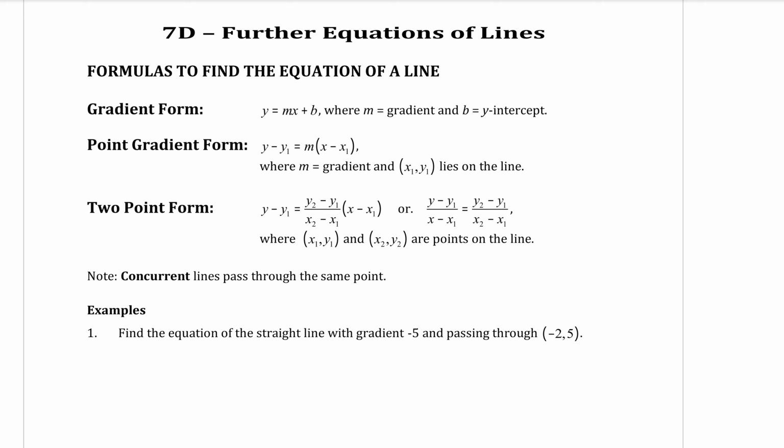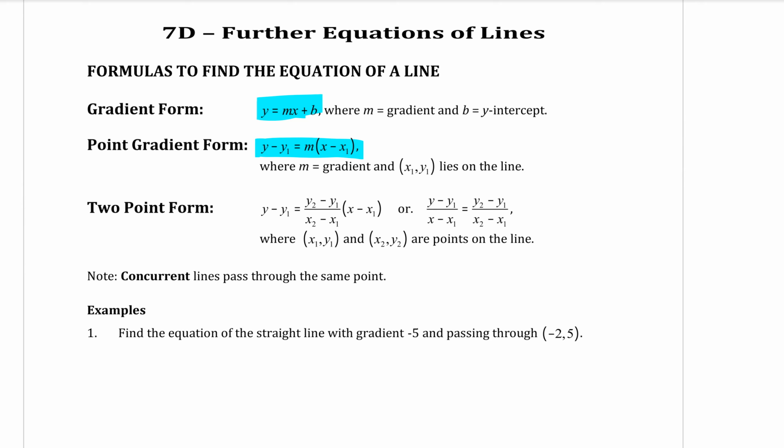So we have our y equals mx plus b there at the top of the page. We can always use that one if we know the gradient and the y-intercept. But we also need to use this one a bit more today, the y minus y1 equals m(x minus x1). If we have a gradient and a point, but the point is not our y-intercept, then we need to use that version of the formula.